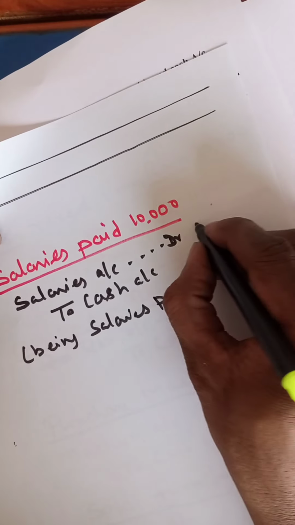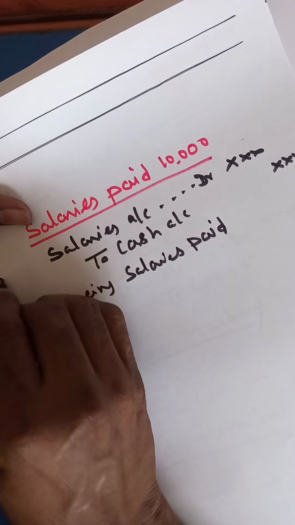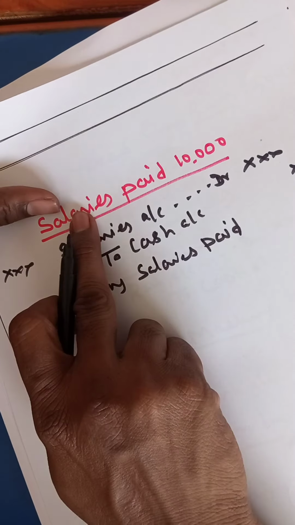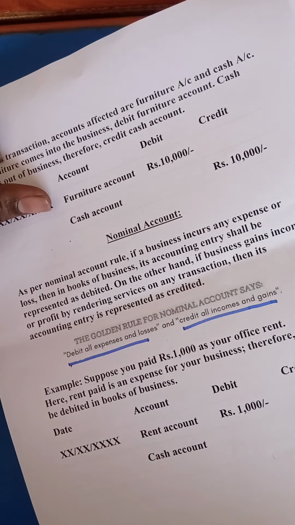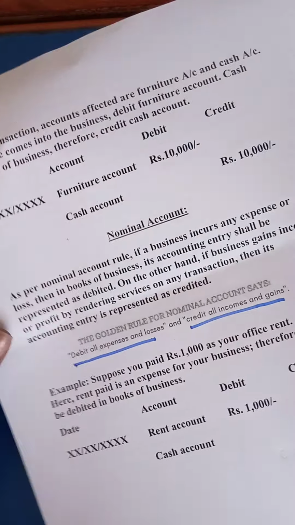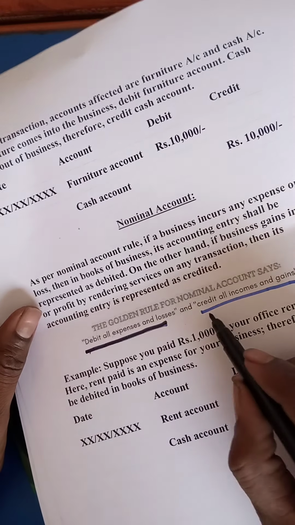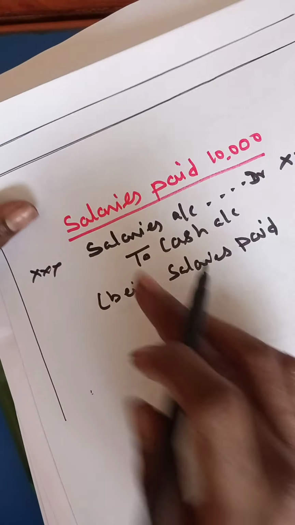Clear? Debit column debit amount, credit column credit amount. Date column date. Is it clear? Salary is paid. Salary is an expenditure. So what is the rule? Debit all the expenses, credit all the incomes and gains. Salary is an expense, that's why I have debited.